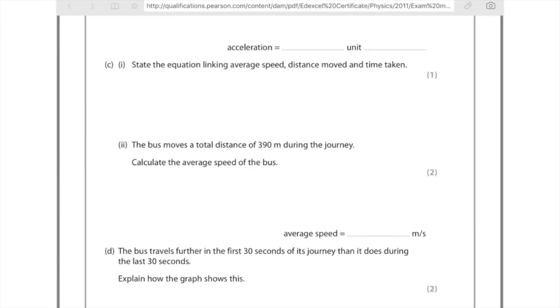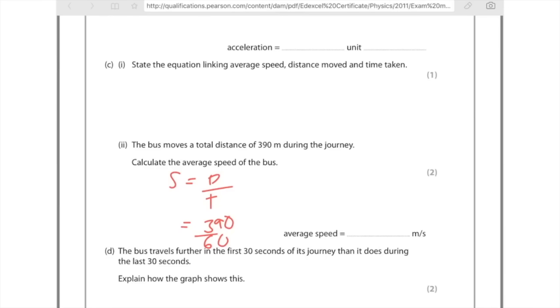So speed equals distance divided by time. Distance is 390 divided by, look on the graph for whatever the time was, and it was 60 seconds. Pop that into your calculator and your answer will be 6.5 meters per second.